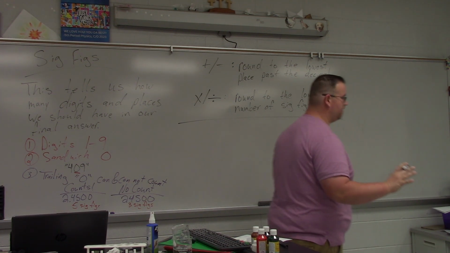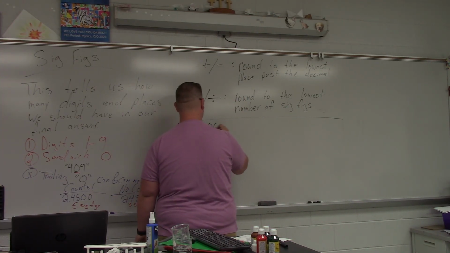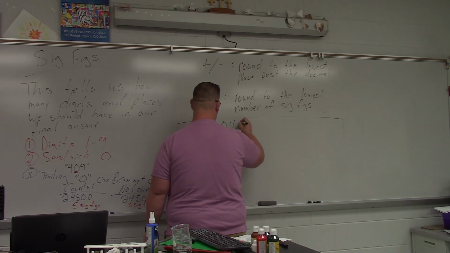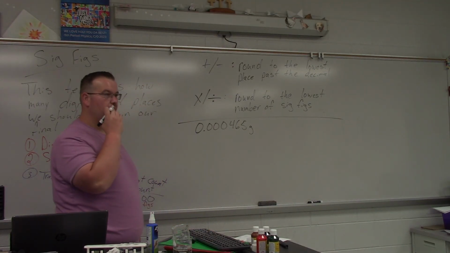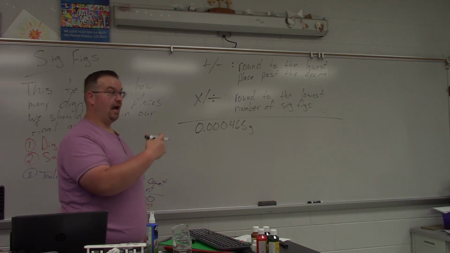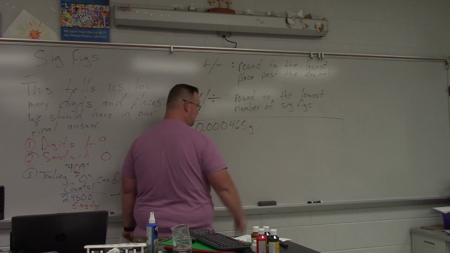That's okay. So let's say you had a number like 0.0004665 grams. So there'd only be 3 significant figures. There's only 3. Why is there only 3? These are leading zeros. Okay, what if it was a whole number?